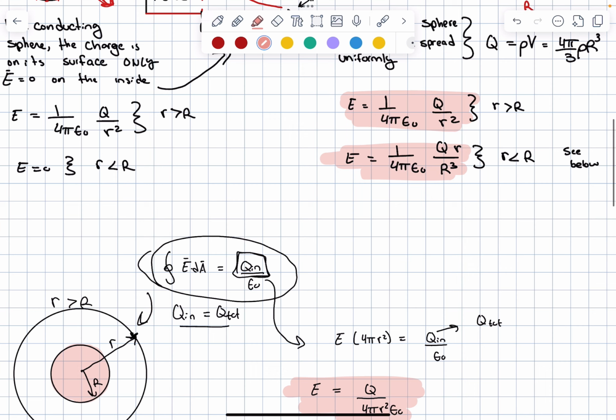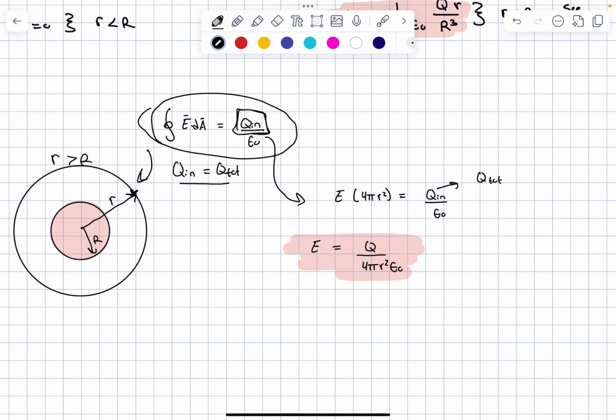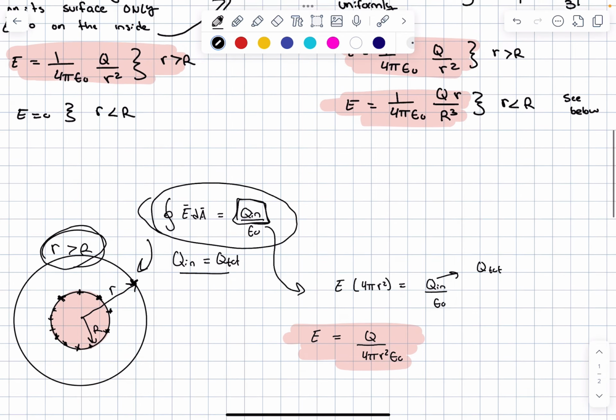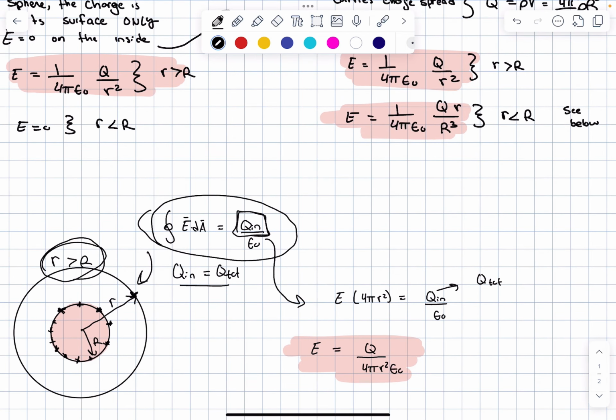Now we can do the exact same method to figure out this equation here, because Q in is going to be the same. Even if this little pink guy was an insulator, even if the charge is all on the outside, all of that charge is being enclosed by my Gaussian surface when I draw a Gaussian surface where little r is bigger than capital R. Okay, so that should be all for this problem.